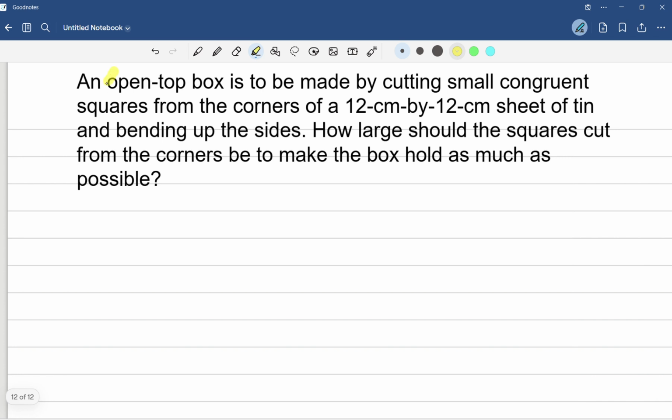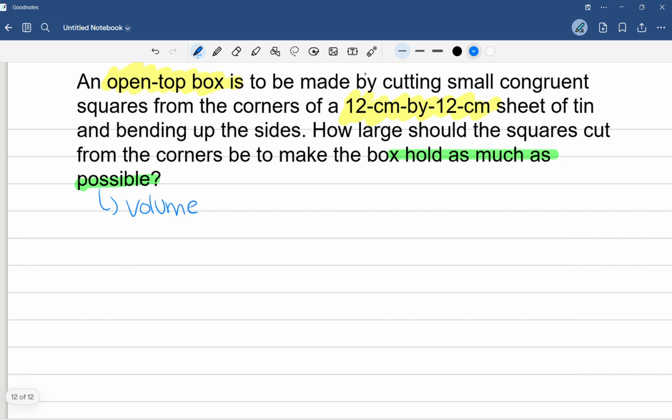I'm given an open top box. So whenever we see an open top box, let's just highlight it to know what we're dealing with. And they gave me the dimensions. Then they're telling us how large should the squares cut from the corners be to make the box hold as much as possible. When I say hold as much as possible, I am talking about volume.